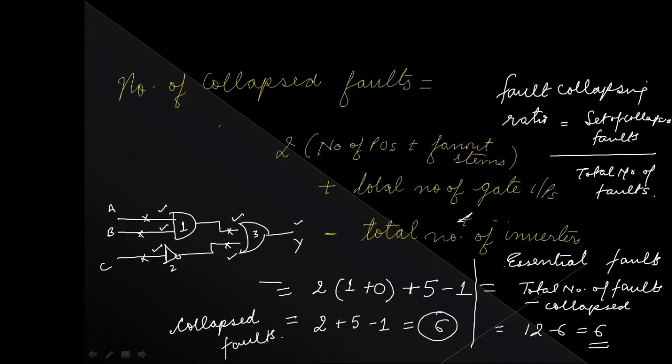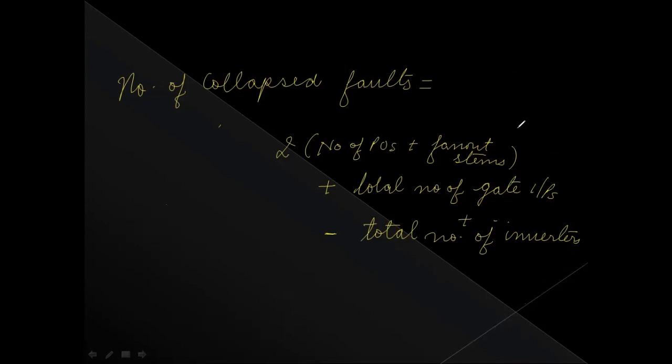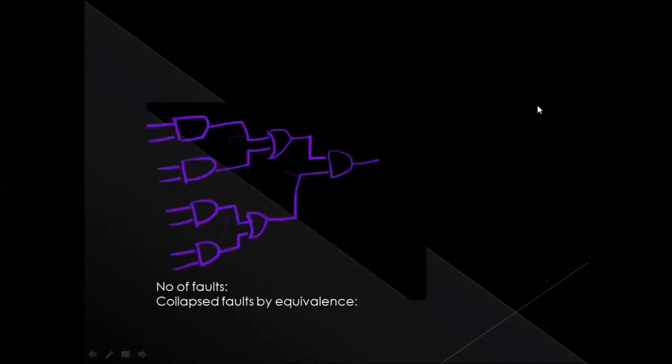Let's examine one or two circuits further so that we understand it better. This circuit you will do yourself. First find out the number of faults, and then try to see what the collapsed faults are by equivalence.